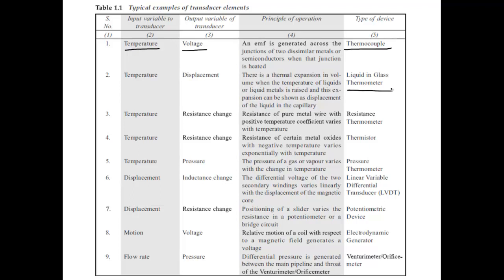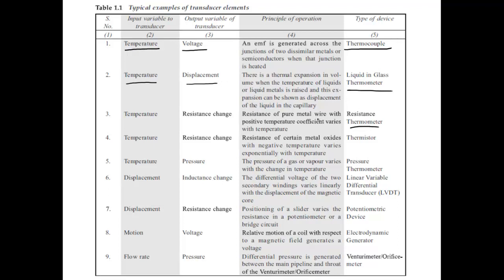So obviously, a liquid in glass thermometer could also be a transducer or a sensor because it gives us temperature in the form of displacement. Now this displacement is seen visibly. This is just for monitoring purposes, but if we want to control this, we can convert this displacement into some position measuring instrument like an LVDT, which converts this displacement into electrical signals, which can be used for control purposes.